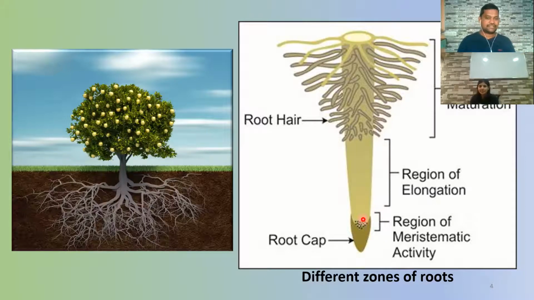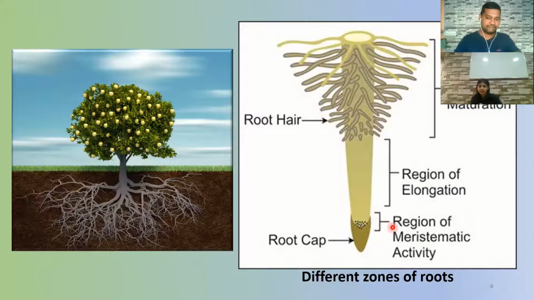In that process, the roots can suffer damage because of the physical pushing of the soil. That's why nature has provided the roots with something called the root cap. It protects the growing portion of the root, because if the meristematic portion gets damaged, then the roots will not grow further. So that's the region of the meristematic activity covered with the root cap.